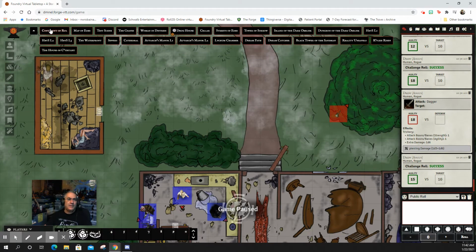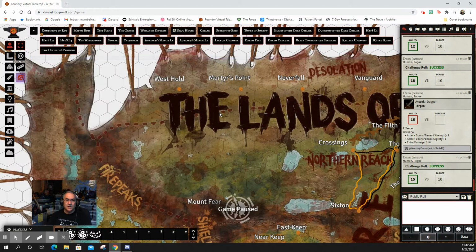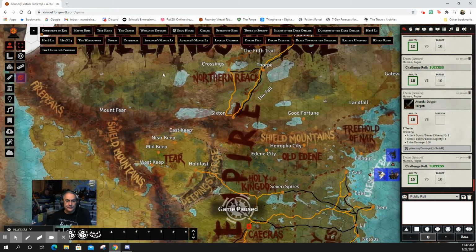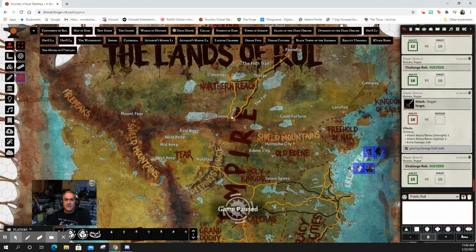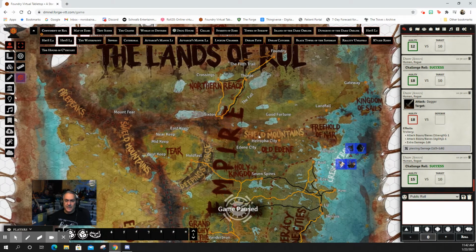Now, normally I have it launching to my continent of rule map, and this is where I normally have the players starting off, but it is opening up to the last adventure map that we were on because we didn't finish our last session. And that's kind of a bummer for me because one of the goals that I had set for myself for this campaign is one adventure per session.